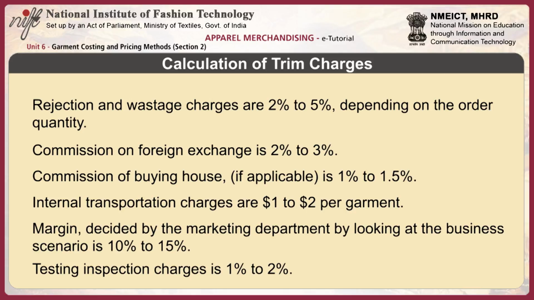Commission on foreign exchange is 2 to 3%. Commission of buying house, if it is applicable, will be 1 to 1.5%. So they all add to the cost of the trims. Then internal transportation charges of $1 to $2 per garment. So that also is added.